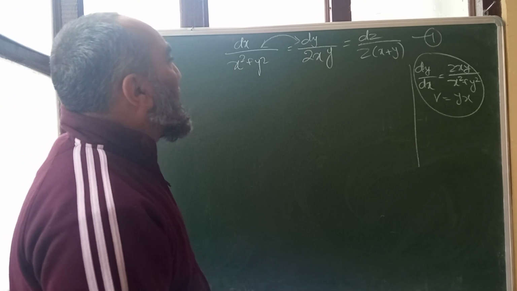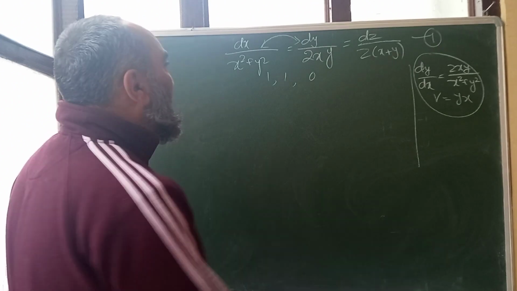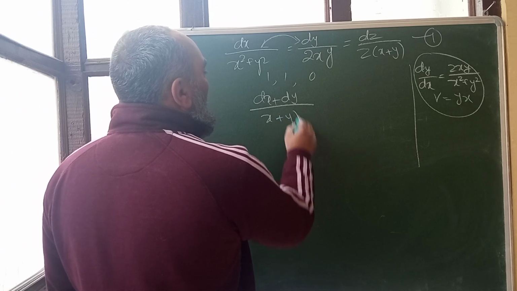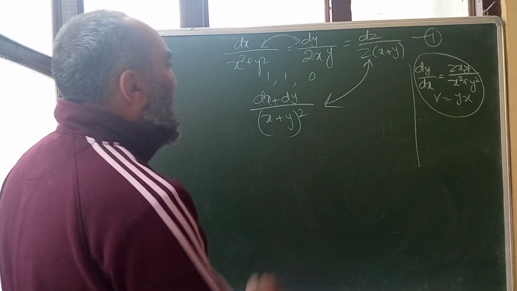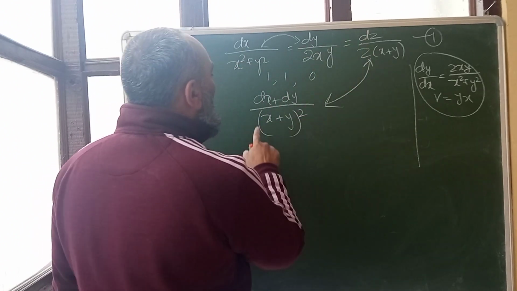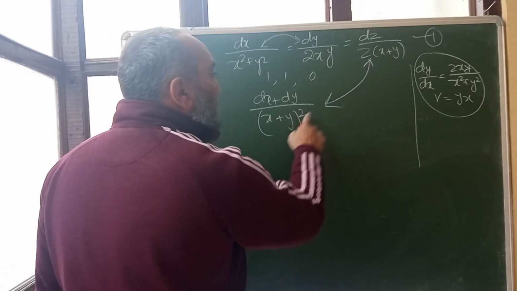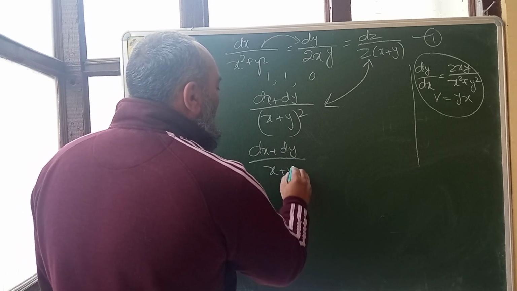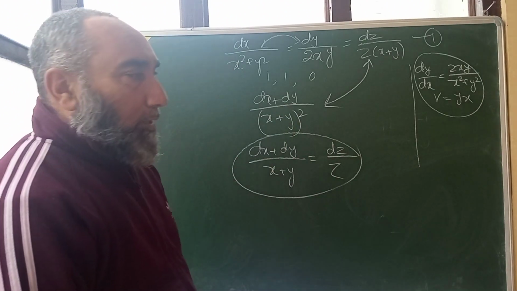Another thing is that you use 1, 1 and 0 as multipliers. What will you get? dx plus dy over x plus y whole square, and combine it with this. With 1, 1, 0 as multipliers, each fraction is equal to 1 dx, 1 dy, 0 dz over x square plus y square plus 2xy, which is x plus y whole square. Now you are combining this and this, x plus y will go. You will get dx plus dy over x plus y equals dz upon z. You will have another solution. Okay. This is how you will proceed.